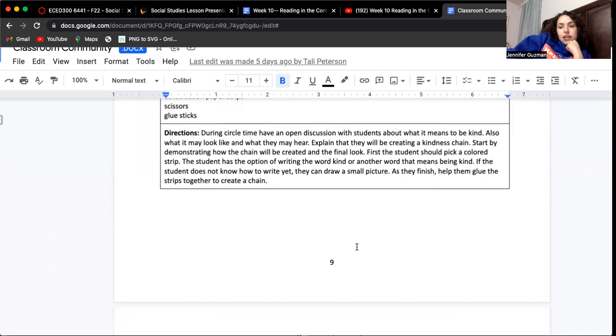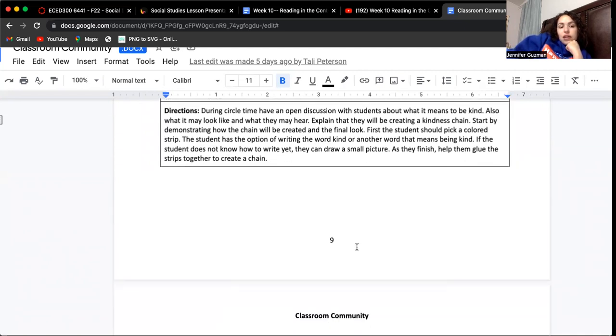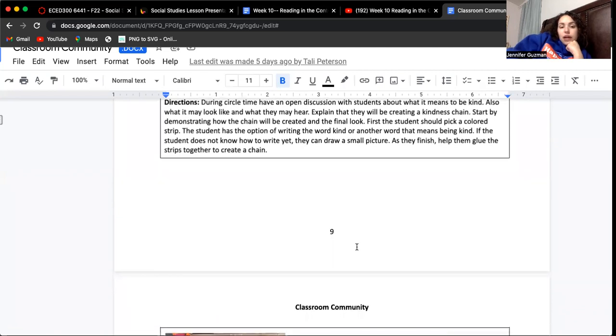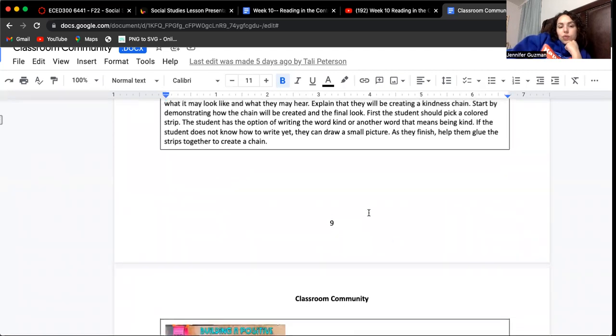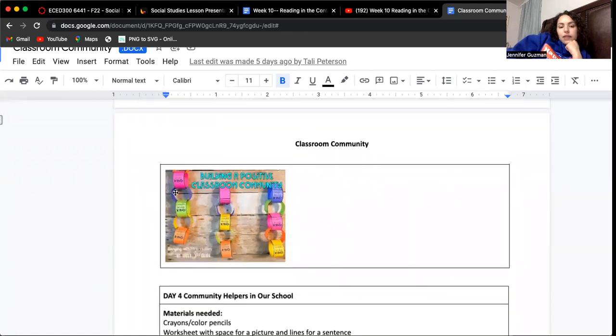And of course, it is kindergarten, so some of these students are just learning their fine motor skills, so they might have trouble cutting or writing. So this would be more of like a guided lesson. And this is what it could look like.